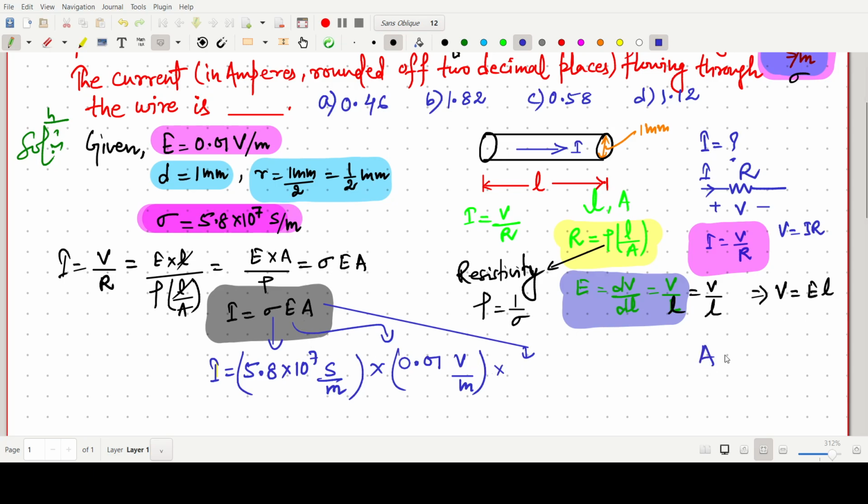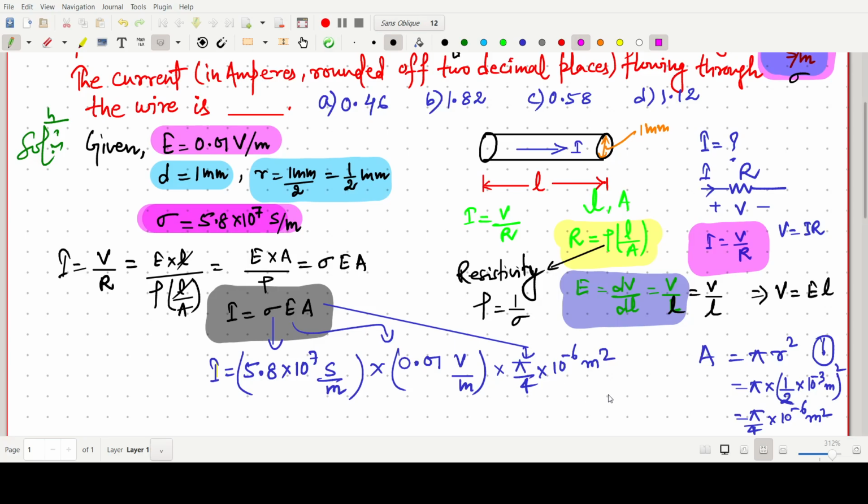Area is nothing but simply pi r square, because this one is a cross sectional area, and radius is given. So pi r square, where r is 1 by 2 mm, so 1 by 2 into 10 to the power minus 3 meter whole square. So this can be written as pi by 4 into 10 to the power minus 6 meter square. This one is the area.